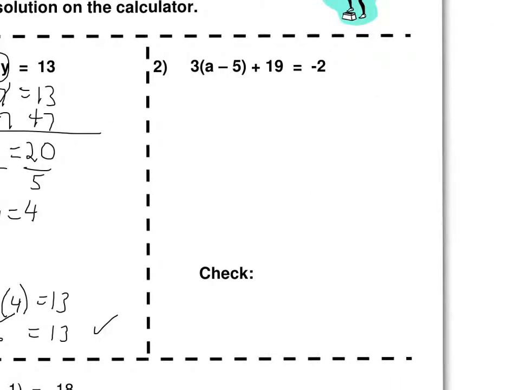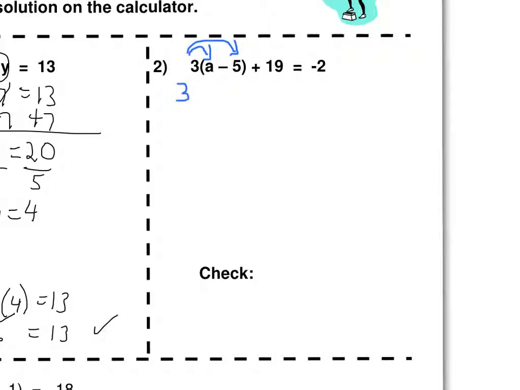All right, write this problem down. You have 3 times a minus 5, plus 19 equals negative 2. Notice that we have parentheses, so we do want to do distributive property here. Get rid of the parentheses, and then combine like terms. So we're going to get rid of the parentheses, distributive property, then combine like terms.